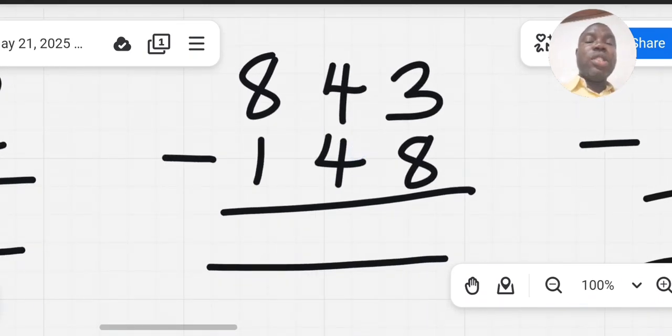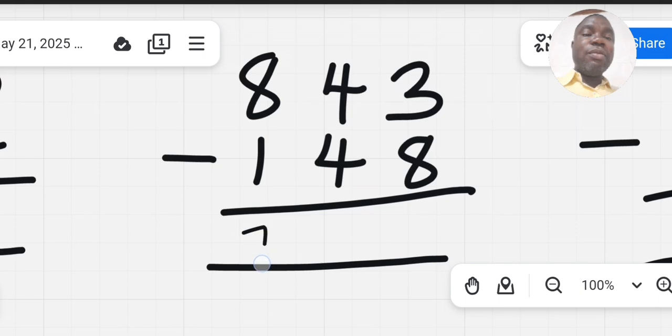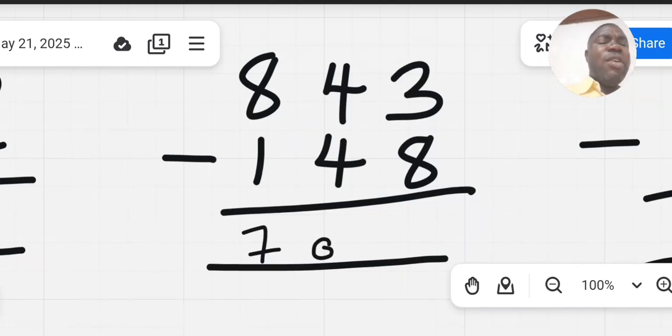843 take away 148. So now we're going. Now you have 8 minus 1 gives you 7. 4 minus 4 gives you 0. And now 3 minus 8, that's a negative number. Now, you see, we need to borrow, but when you come to this 0 to borrow, you notice that, instead of borrowing from 0, we can just borrow from 70. So you borrow from 70 instead of borrowing from 0.